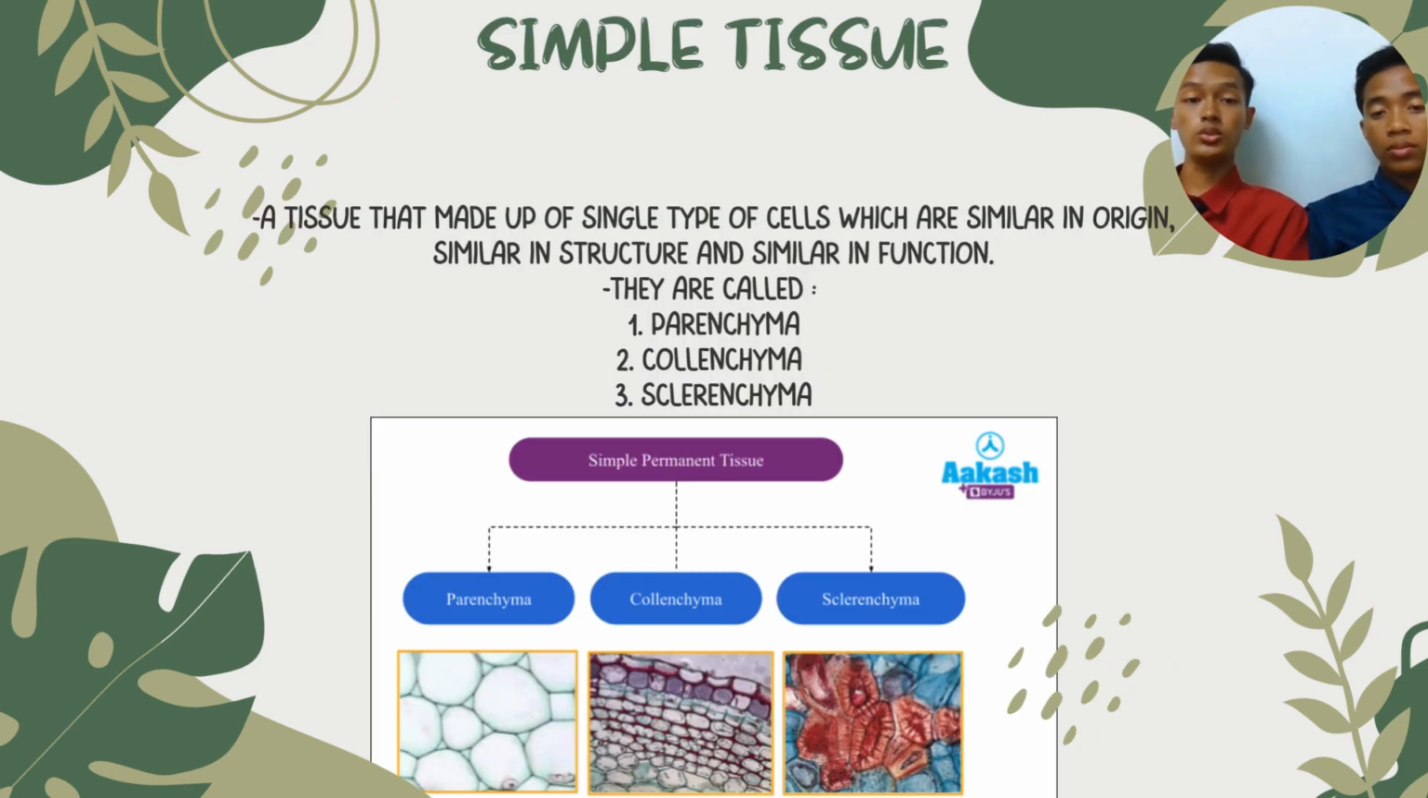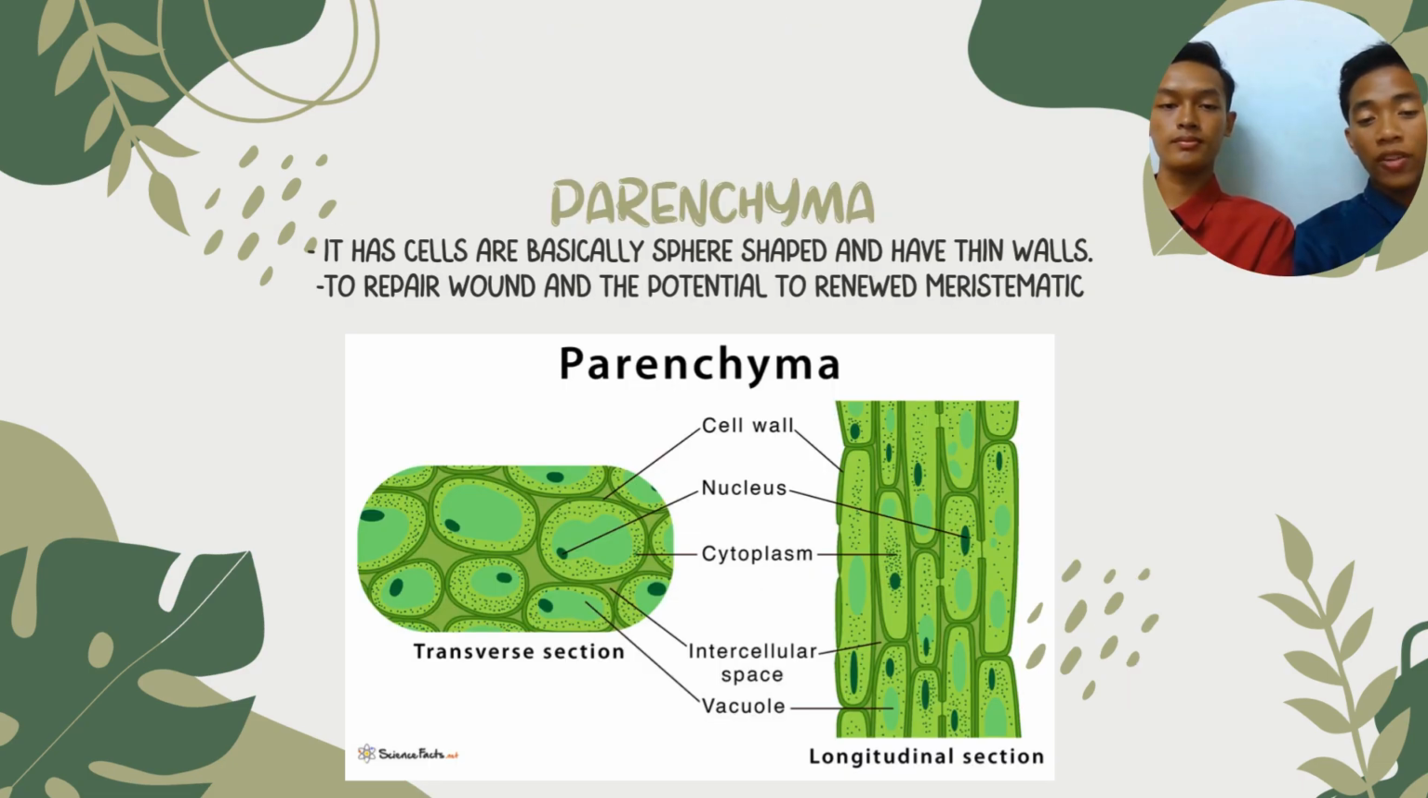Next, simple tissue. A tissue that is made up of single types of cells which are similar in origin, similar in structure, and similar in function. They are called parenchyma, collenchyma, and sclerenchyma. So, the first simple tissue, which is parenchyma, has cells that are basically sphere shaped and have thin walls, with the potential to renew meristematic activity.